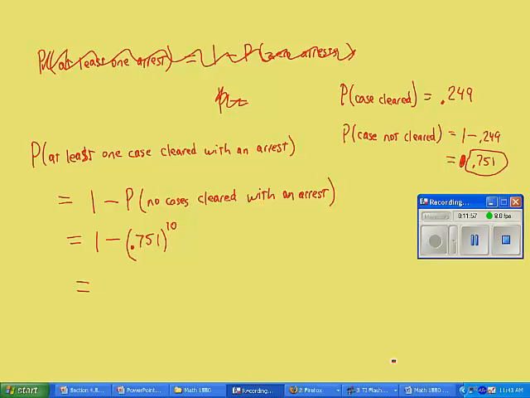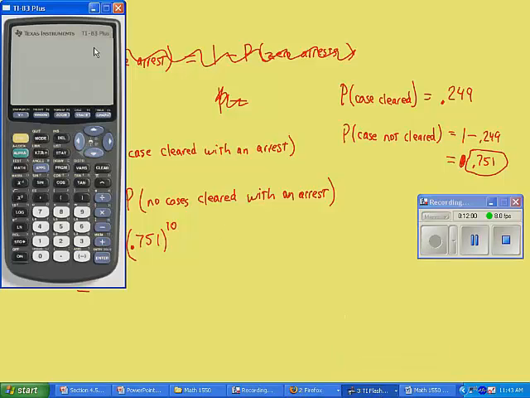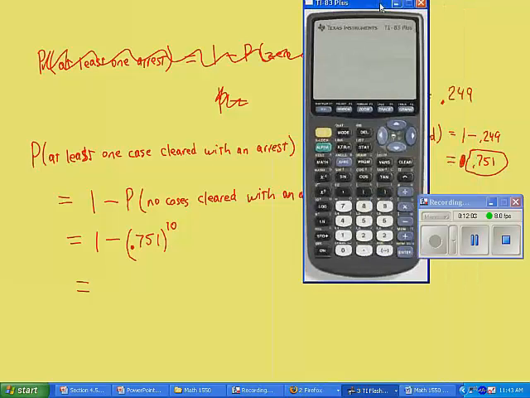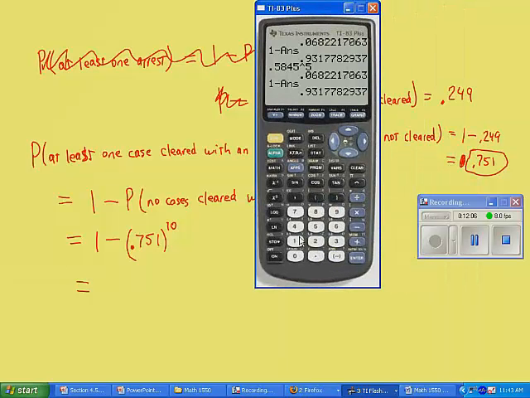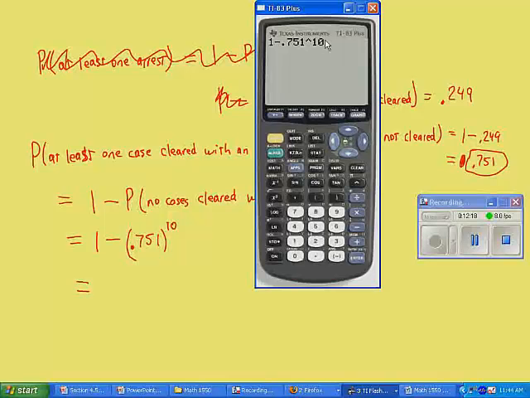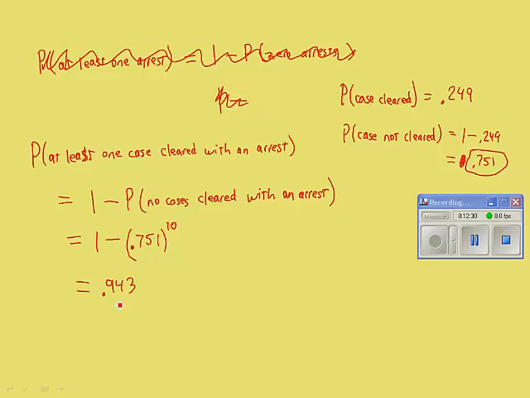So at this point, I'm just going to get a figure for you. Right there. One minus 0.751 caret 10. This will do the 0.751 to the 10th power first, and then it'll do 1 minus what you get. So I got 0.943, or 0.9429. 94.3% if you want. Now, that's part A.